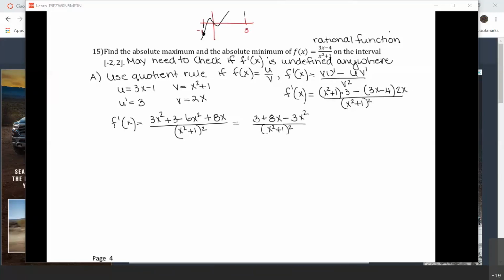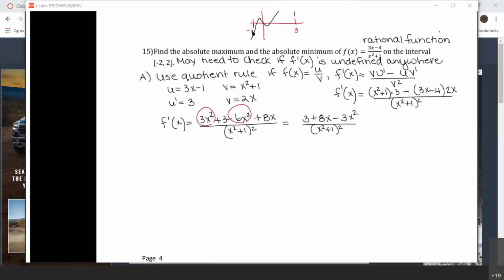You could write it as negative 3x squared plus 8x plus 3. No difference. So I just combined the like terms here. All right, well, that looks a lot easier to work with. Now I can set my derivative to 0 and see if I get anything out of this.